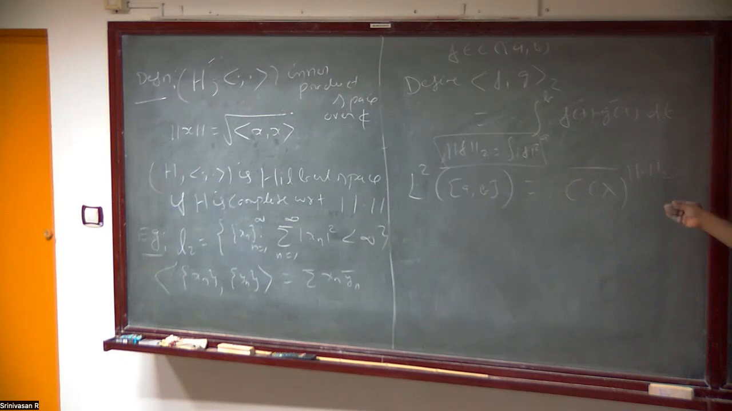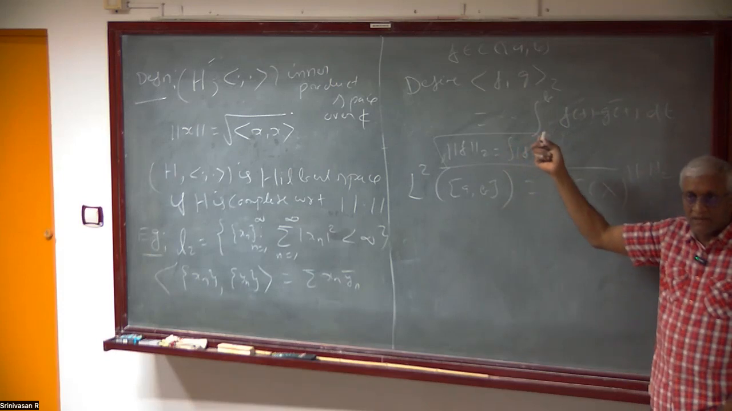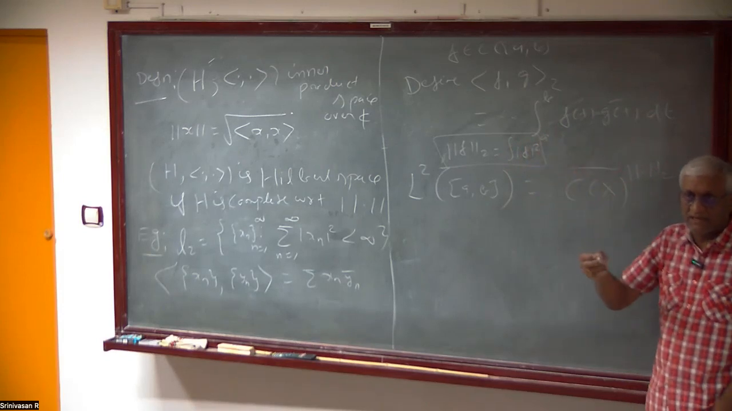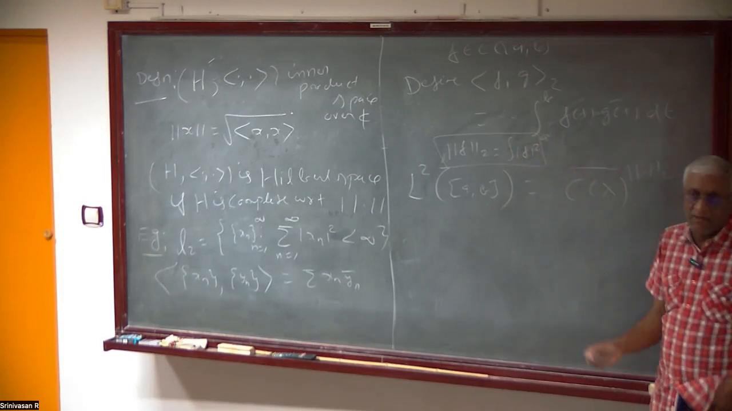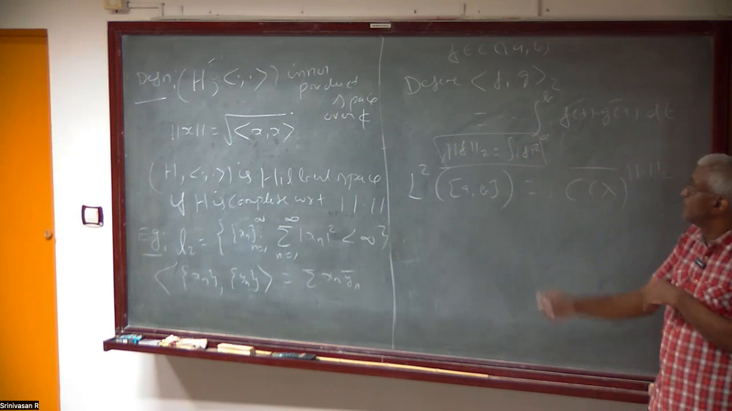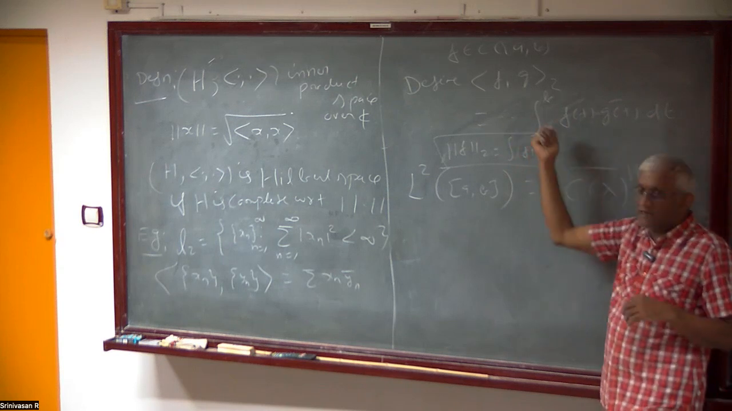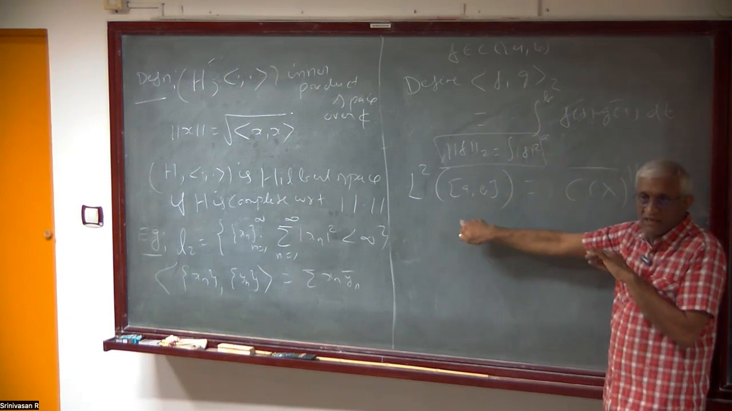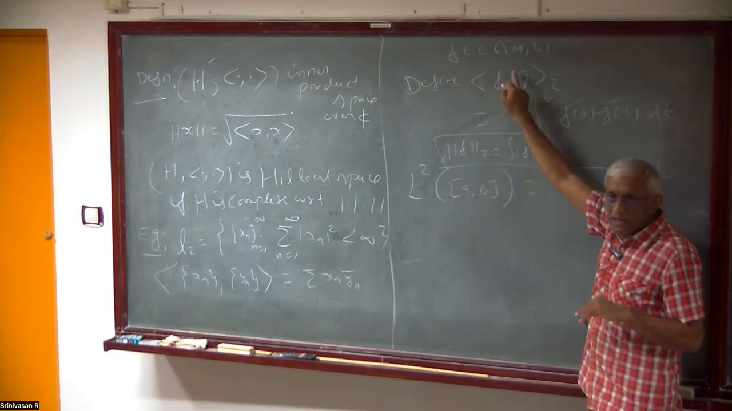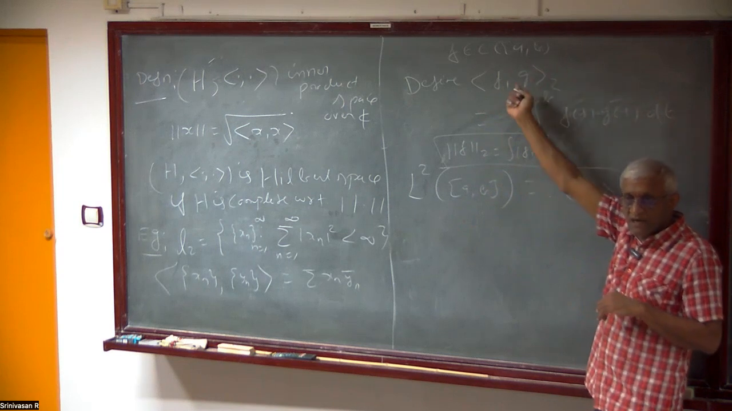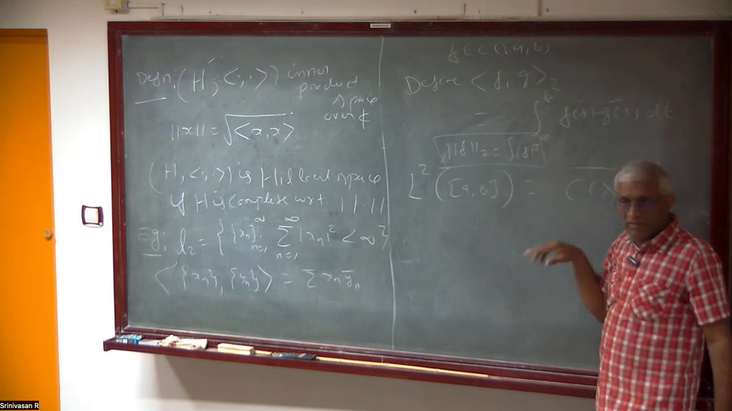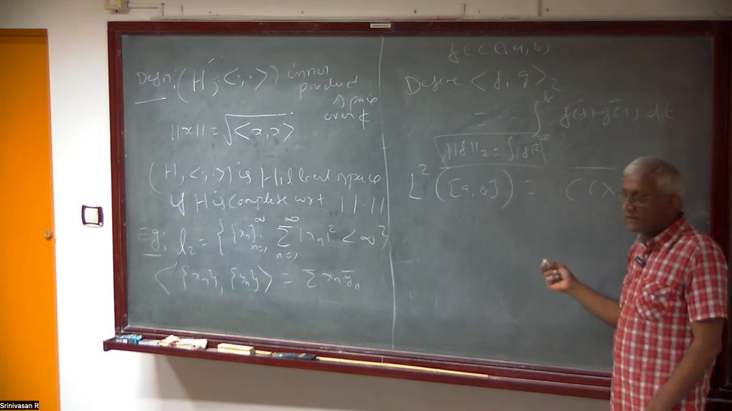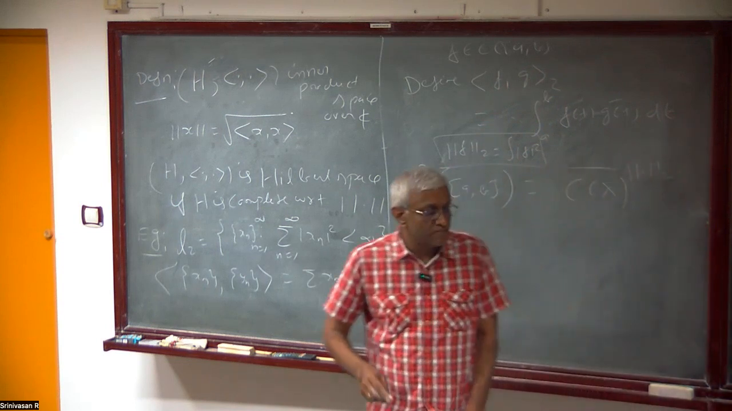And this is complete because you have taken the completion. And C of X is not complete with respect to this. Okay. We have seen this. If something converges uniformly, it will converge in this norm. But something converging in this norm need not converge uniformly. Okay, I think we have seen that.